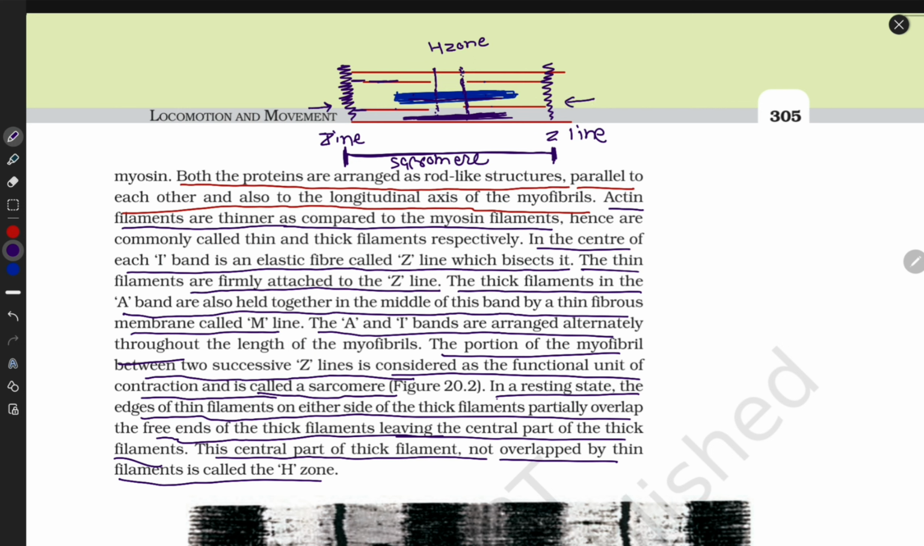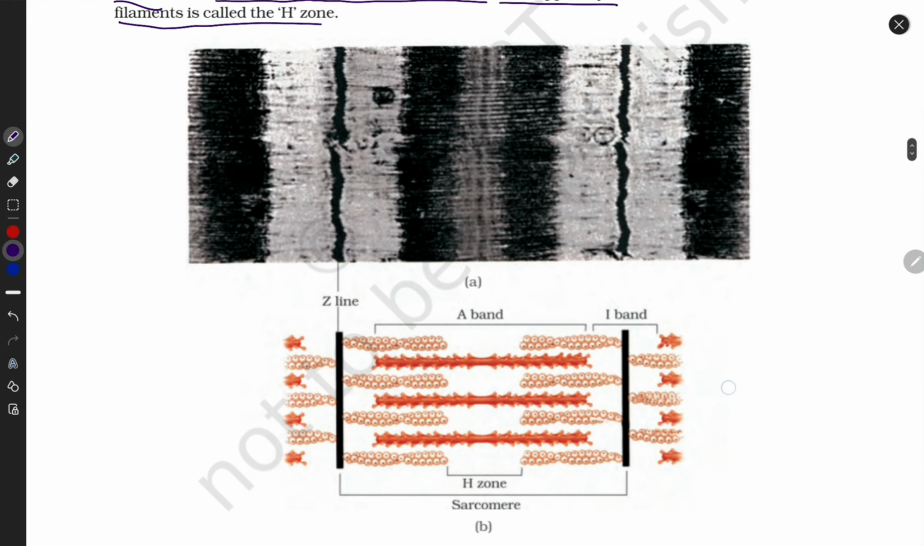When contraction occurs, the Z line pushes the actin towards the center and the H zone decreases. If contraction, then Z line pushes actin filament inside and H zone decreases. Simple, very simple. This is the microscopic view.